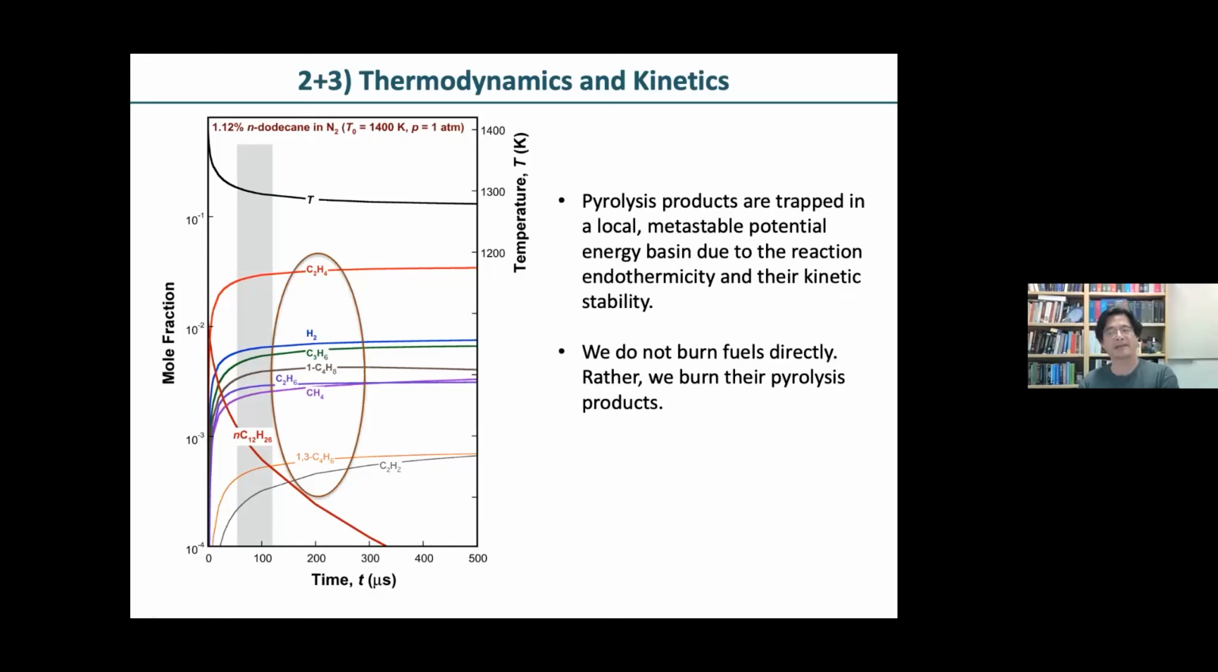So again, the point is, pyrolytic products are trapped first in the local metastable potential energy basin, and they are stuck there. For 500 microseconds, they do not kinetically dissociate all the way to hydrogen plus solid carbon. And this is the soup, in fact, we burn. And the time scale for this to happen is about 100 microseconds. Recall that in the flame, I talked about this 100 microsecond time scale.